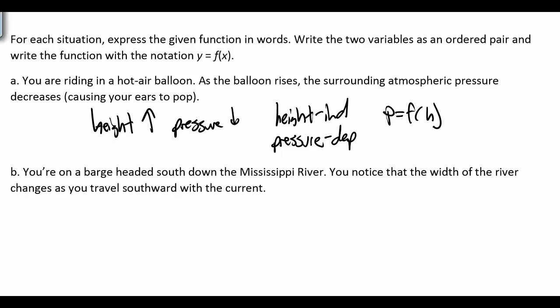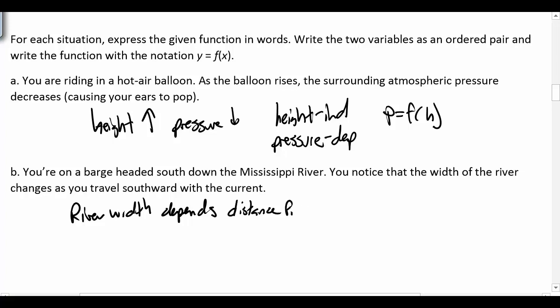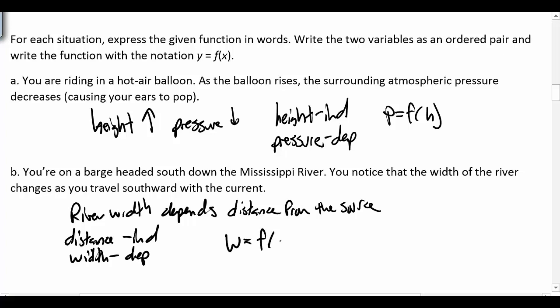So the river width depends on the distance we've traveled, the distance from the source of the river. In this case, the distance is the independent and the width is the dependent, because the width of the river depends on the distance we've traveled. So our width function would be a function in terms of d.